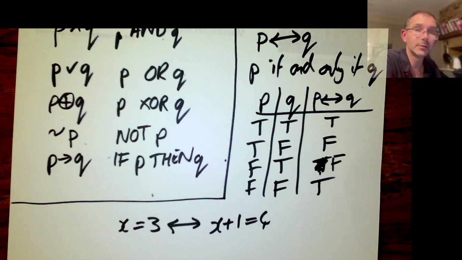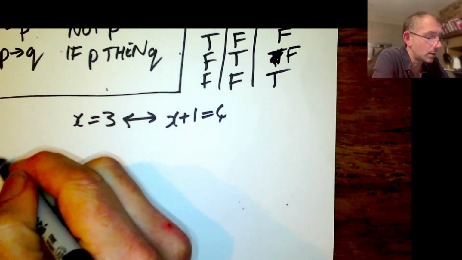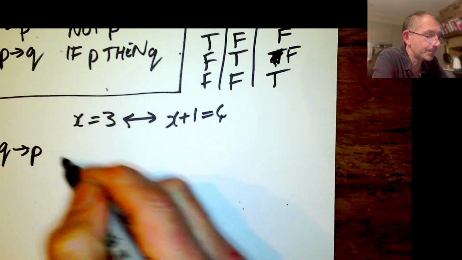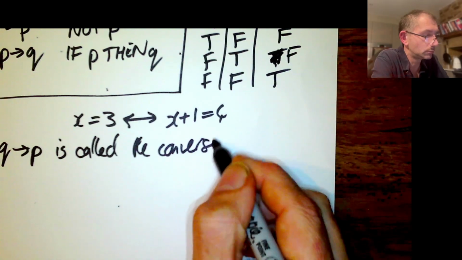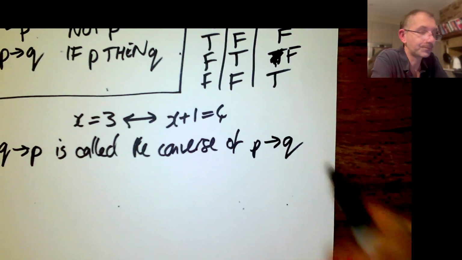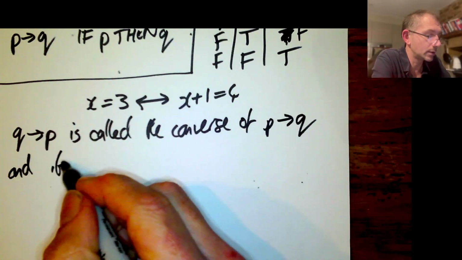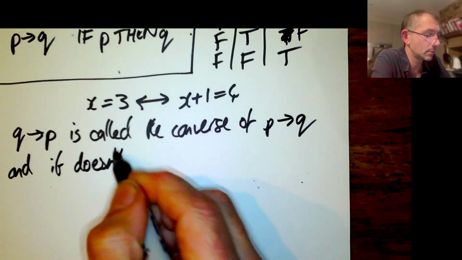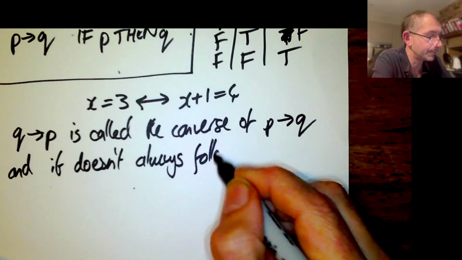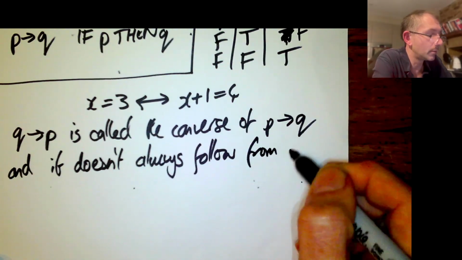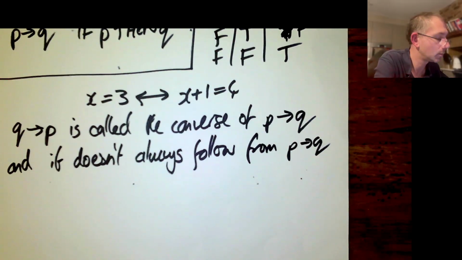Let me give you an example where it doesn't. So Q implies P is called the converse of P implies Q, and it doesn't always hold, and it doesn't always, well, let's say it doesn't always follow from P implies Q. So you don't always get a double-headed arrow. You may only get it one way.